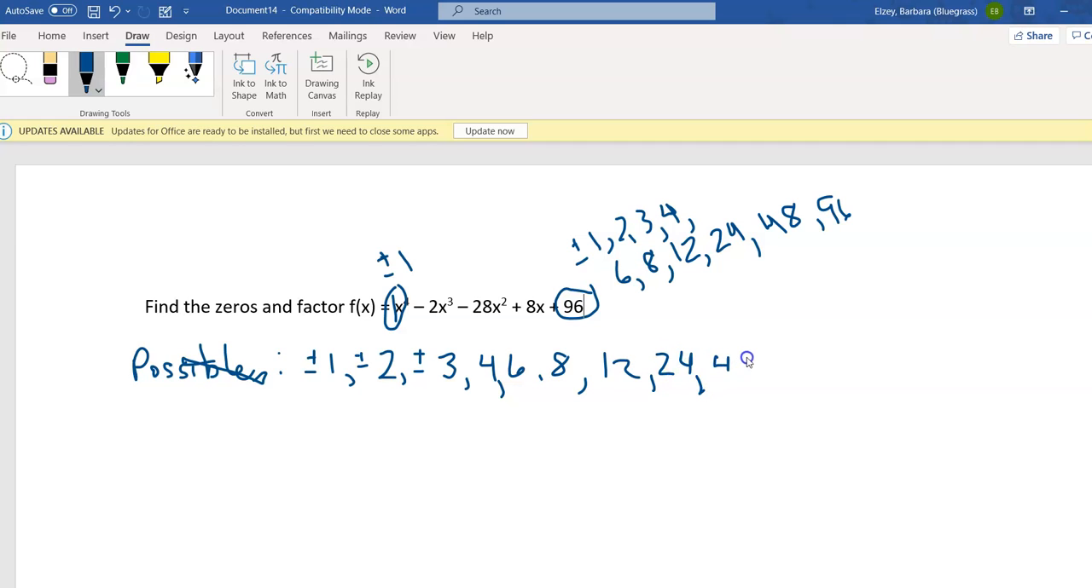Now on a test, as I said before in the last video, it's going to be one of the first ones you try. So don't start with the back side, start with the front. All right, so let's start with a positive 1, and let's divide it into 1, negative 2, negative 28, 8, 96.